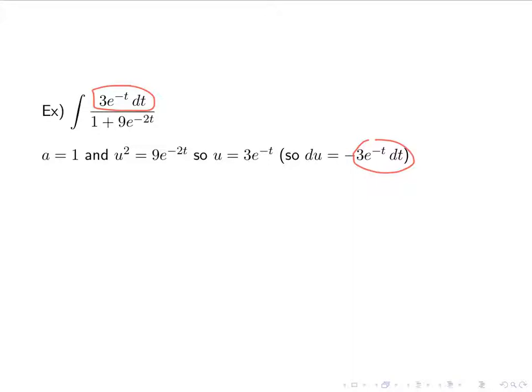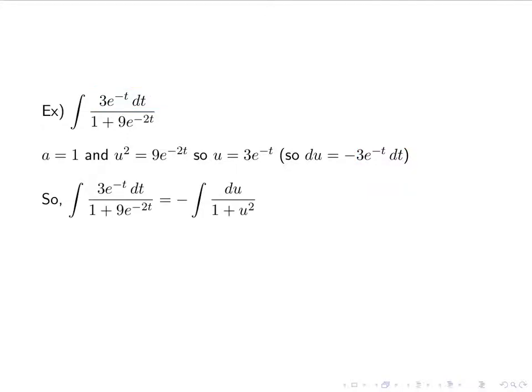Okay, so my next step is to do the u substitution. So don't forget the negative sign. I've got a negative sign out front. Everything gets substituted in really nicely. Again, I get negative tan inverse of u. Again, dividing by a is just nothing because a is 1, so I don't need it there. So negative tan inverse of u plus c, which becomes negative tan inverse of 3e to the negative t plus c. And yet again, I can double check it by differentiation.